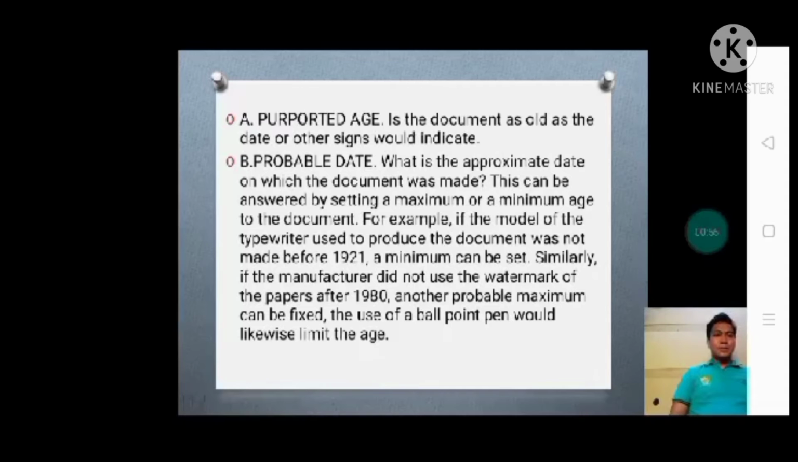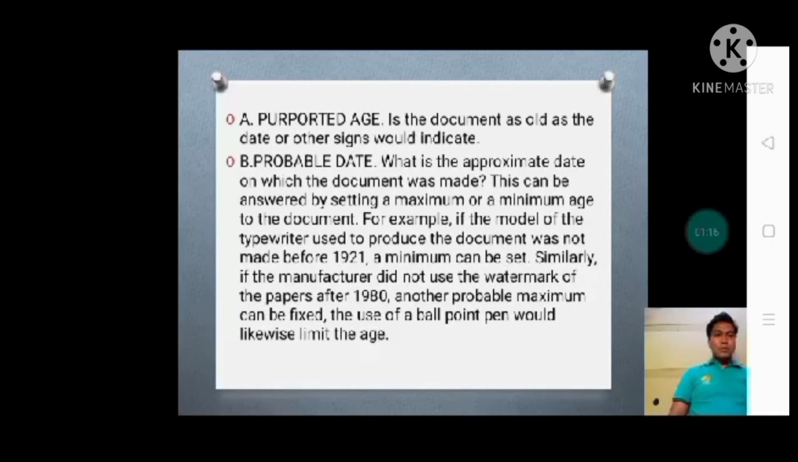Purported age: is the document as old as the date on its face would indicate? Ito yung binabase lang ang age ng document, example sa signature, kung gaano katagal yung signature, kung gaano noon ba din ito na i-publish.